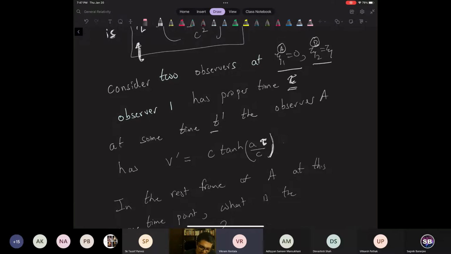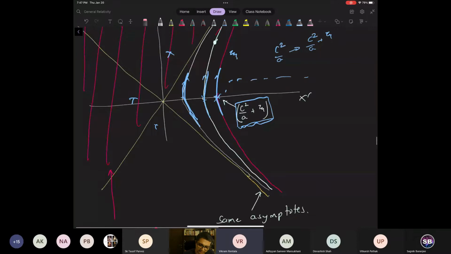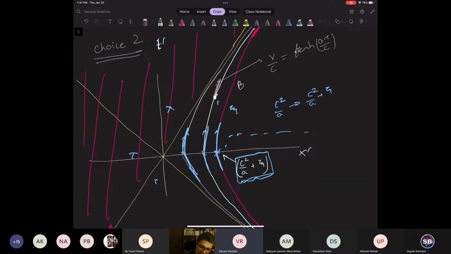And at some time t prime, which can be related to tau, the observer A has a velocity v prime, which we've seen before is c tanh(a tau over c). Let's say if I pick one observer, let's call this A, and let's call this B. So this observer has a velocity here, which is tanh(a tau by c).